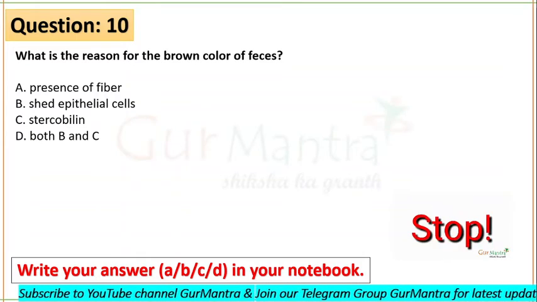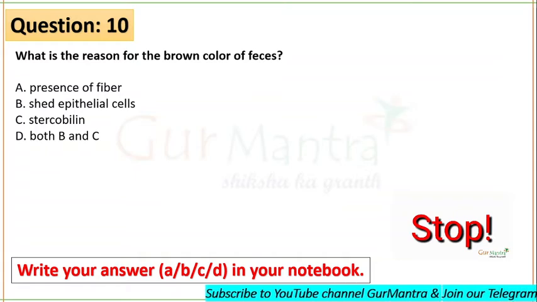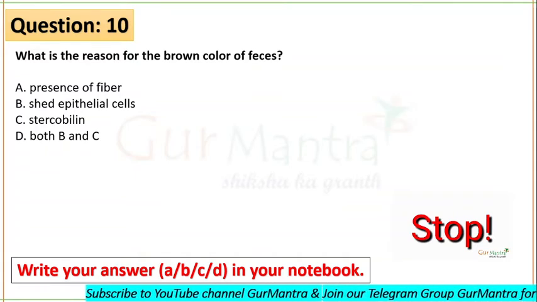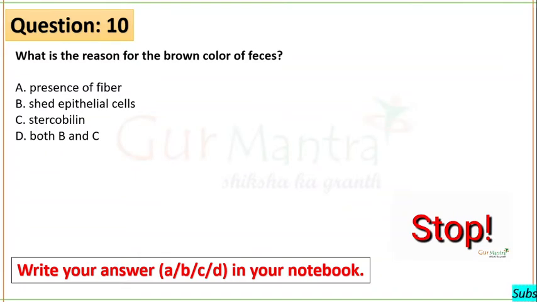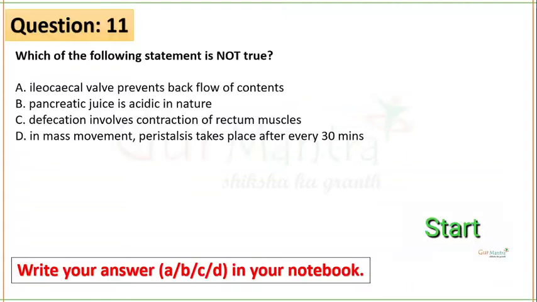What is the reason for the brown color of feces? It's stercobilin. Stercobilin is the right option. What you have to do is read each and every option carefully and remember each and every answer very carefully. C is your right option. Next question is on your screens now.